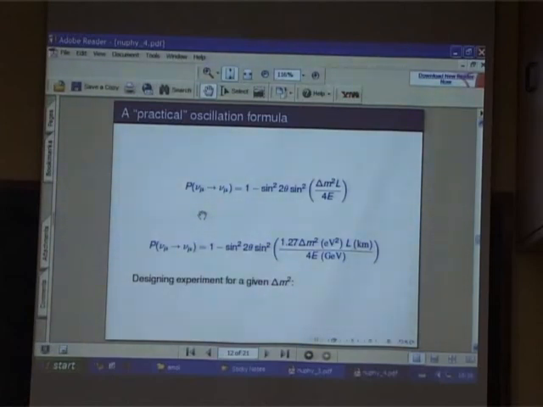So now you have this formula. Now you want to design an experiment to be able to do this. So how will you do this?